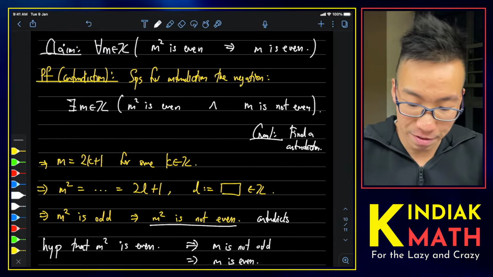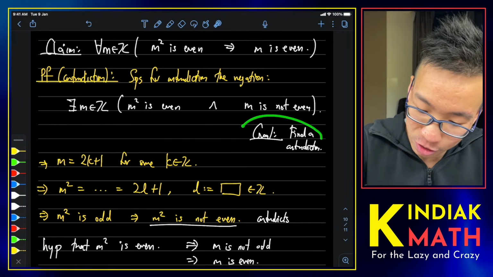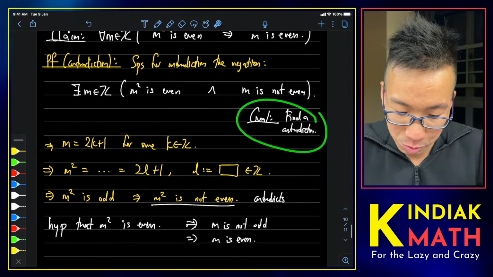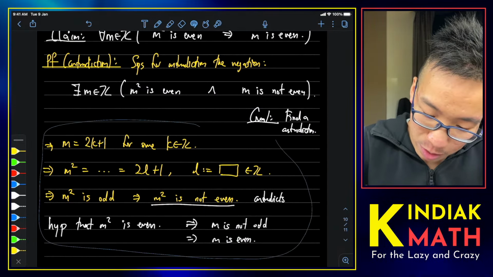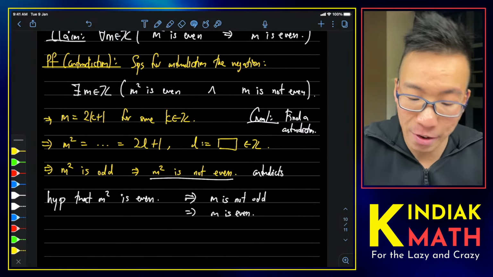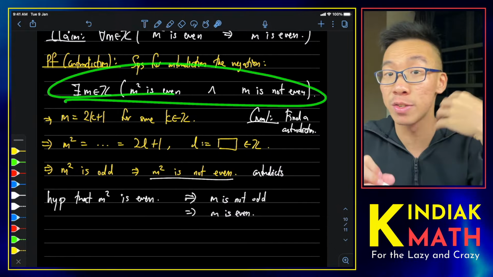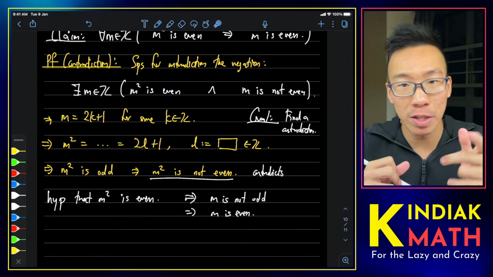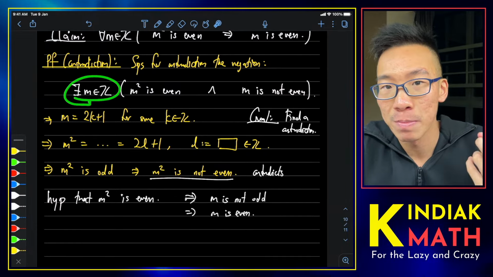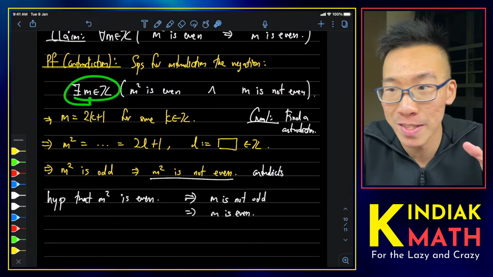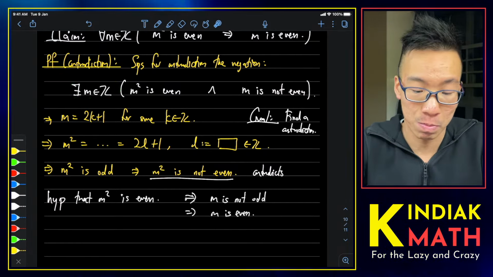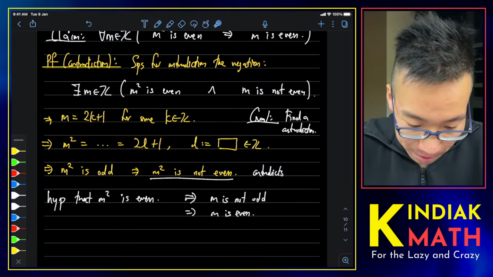Now, surprisingly enough, again, the goal is to find the contradiction. If you look carefully, the rest of the argument still holds. We suppose that there exists an m. Now, we're not proving that this is true. We are assuming that this is true. And what does that mean? Do we know what this m is? We have no idea what this m is. How do we know it exists? There is an m. We have no idea what it is.